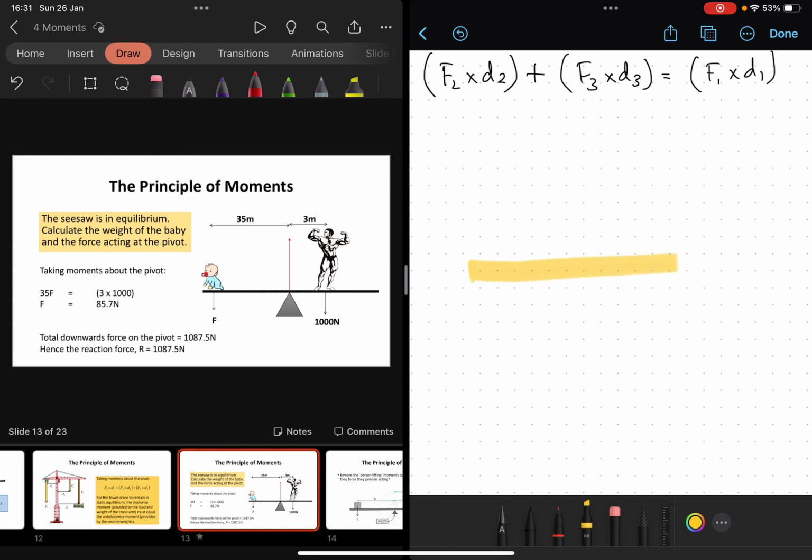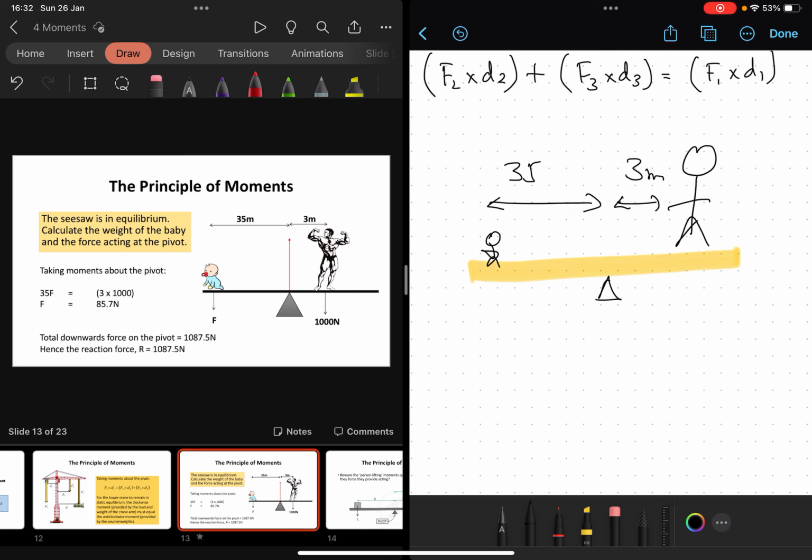Okay, the classic seesaw question. So we've got our pivot and you've got some dimensions and some weights. So we've got big guy over here, little guy over here, and that seesaw is in equilibrium. So even though we've got 2 very unequal forces acting either side of the pivot, the point is they're really different distances away. So the big guy is 3 meters away and the little guy is 35 meters away. If that seesaw is in equilibrium, then the sum of the clockwise moments and the sum of the anti-clockwise moments must be equal to each other.